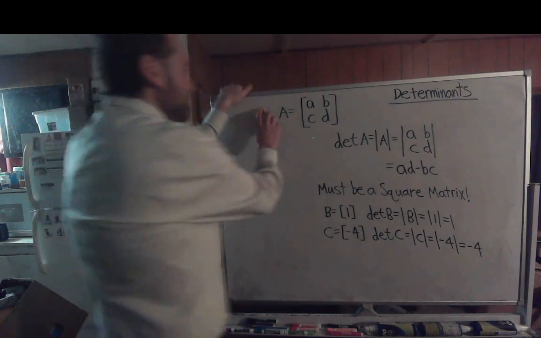So let's do some examples here. We'll do determinants of 3 by 3 matrices in the next two lessons, because when you get to 3 by 3 and higher, there are two ways to do it, and we'll do a separate lesson on each method. Today's just a 2 by 2.